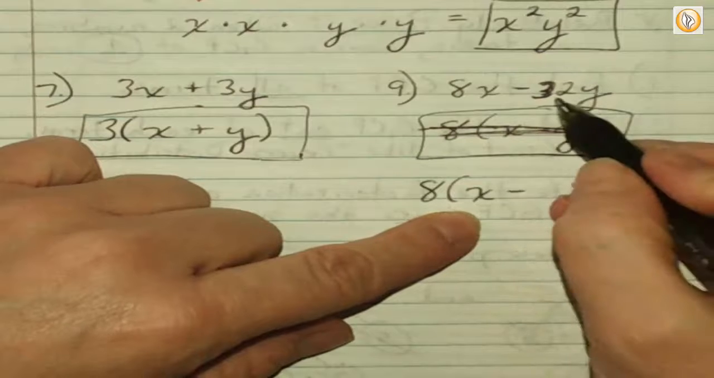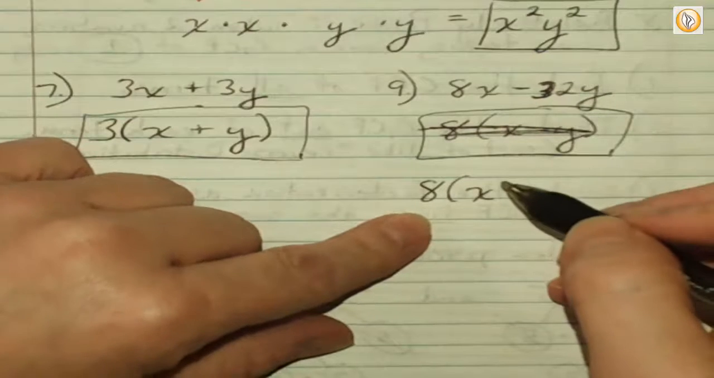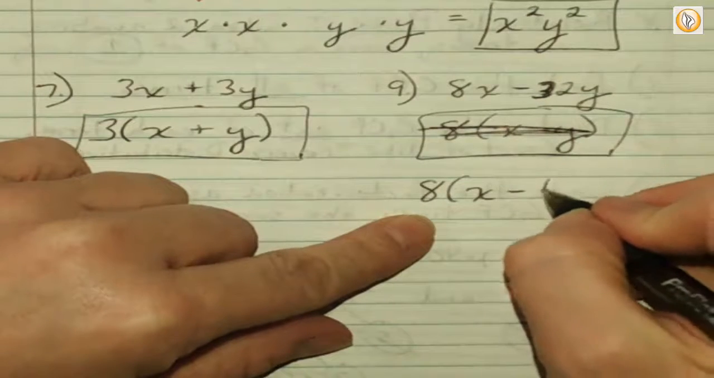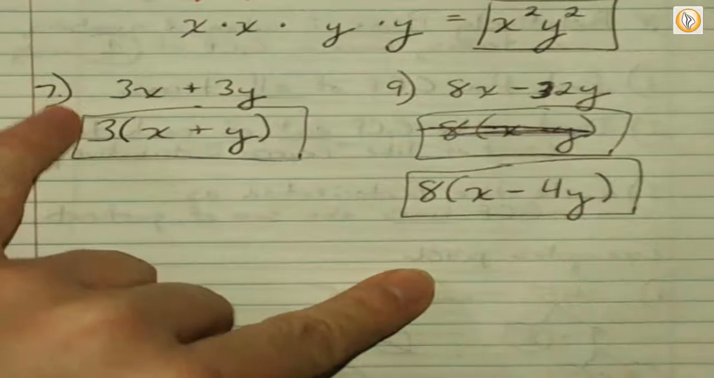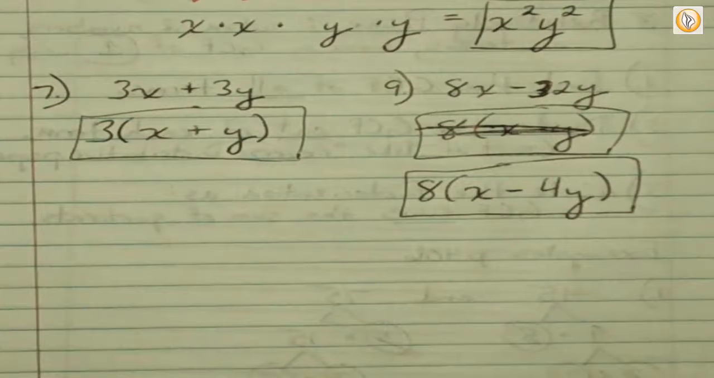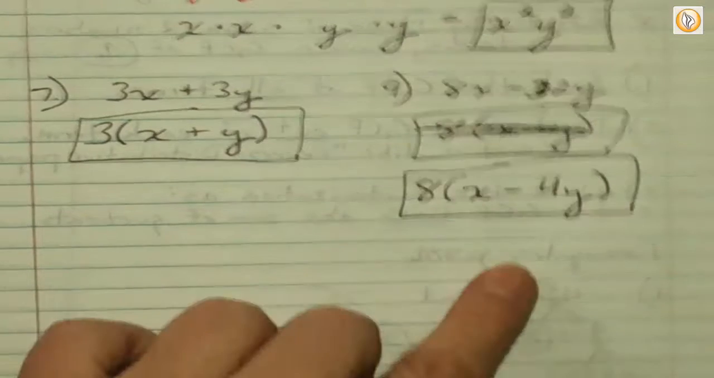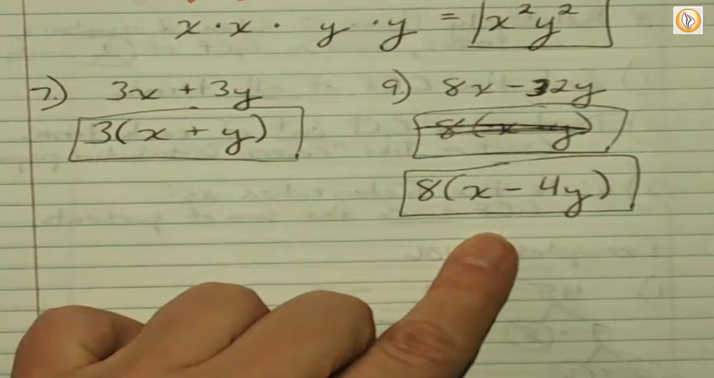Oh, I'm so sorry. What is 32 divided by 8? 4. There we go. That's the correct answer. Do not listen to me. Listen to chat, catching me when I make a mistake. Does that make more sense now?